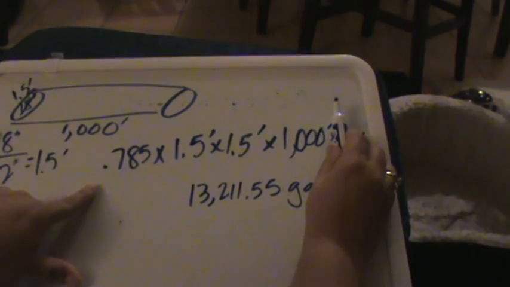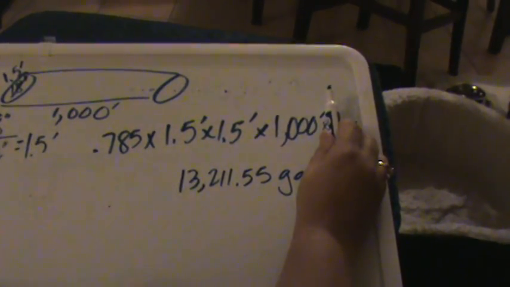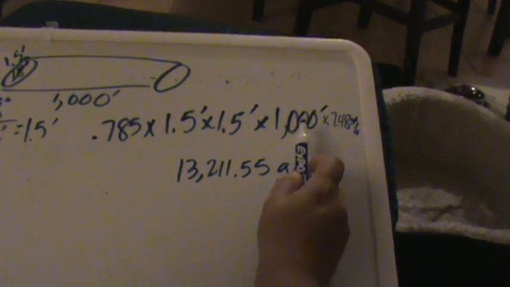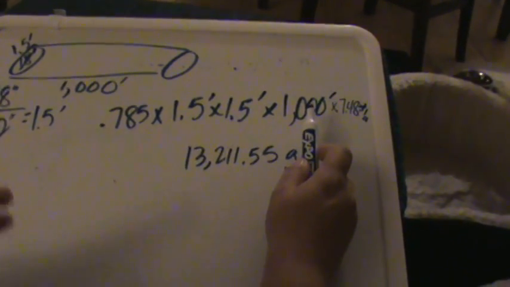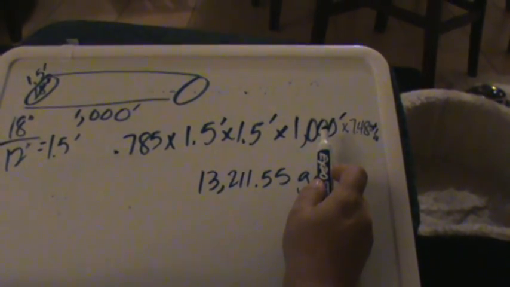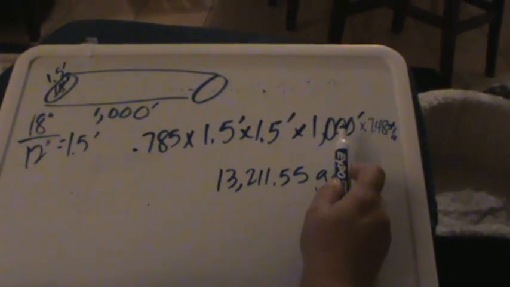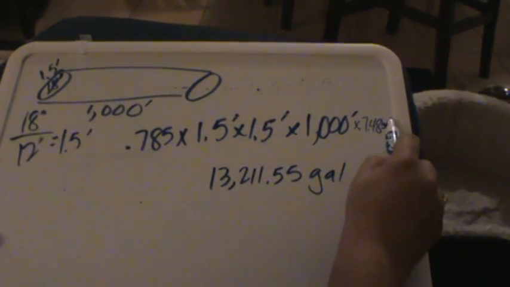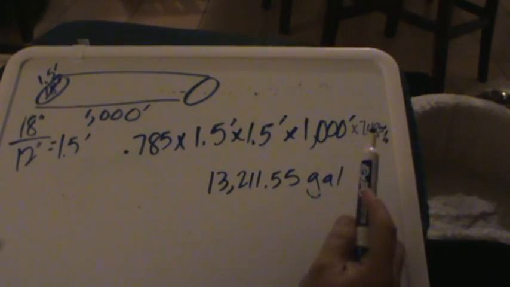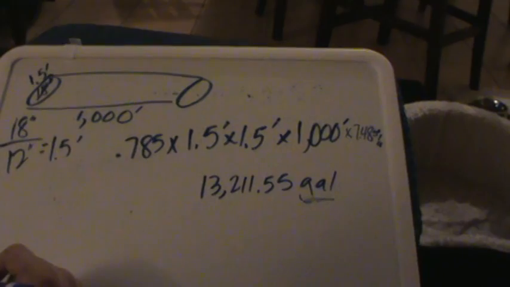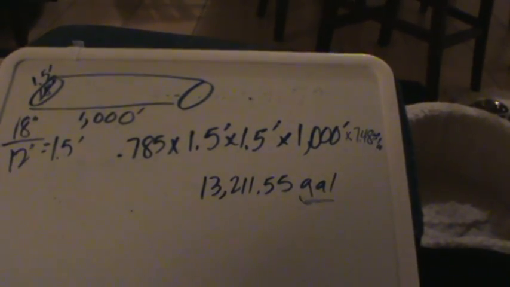So just to make this really clear, the formula will give me cubic feet if I multiply up to this point, 0.785 times the diameter squared times the height. So 0.785 times 1.5 times 1.5 times 1,000. But we know that that's going to give us cubic feet, and if we want to get to gallons, we have to convert it by multiplying that times 7.48 gallons per cubic foot. When we do that, the feet cancel and we're left with gallons. So then when we finish multiplying this out, we're left with this answer, 13,211.55. Okay.